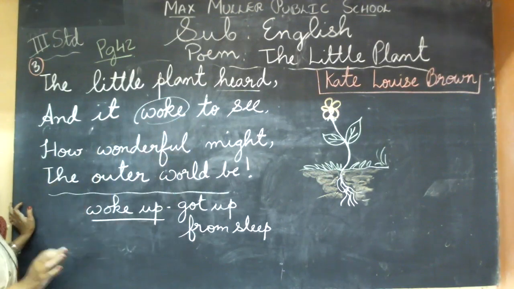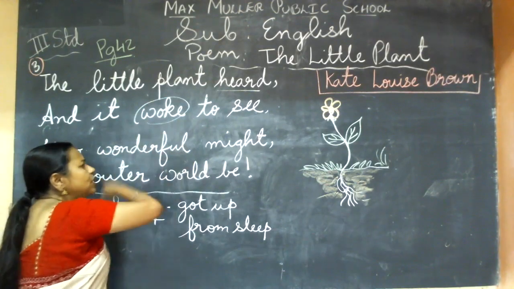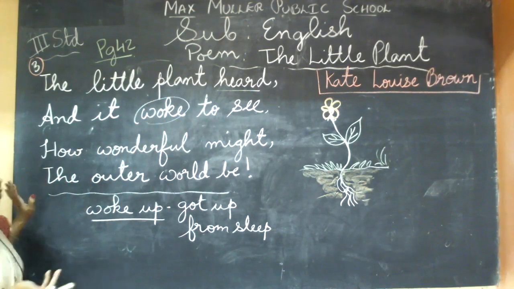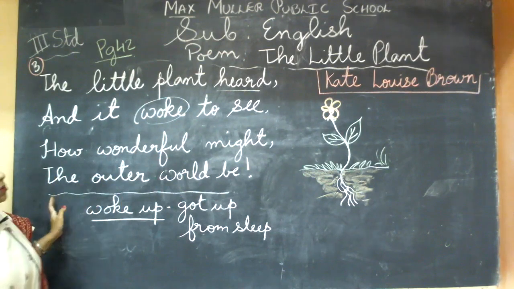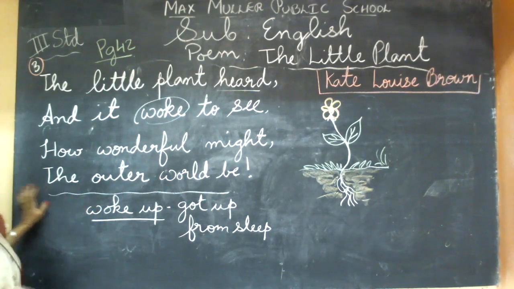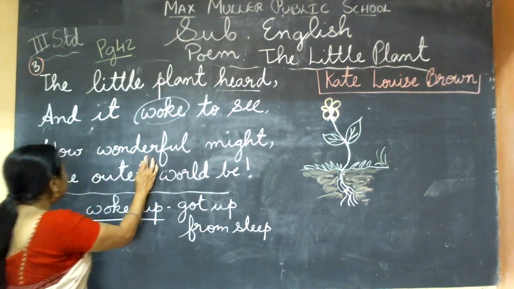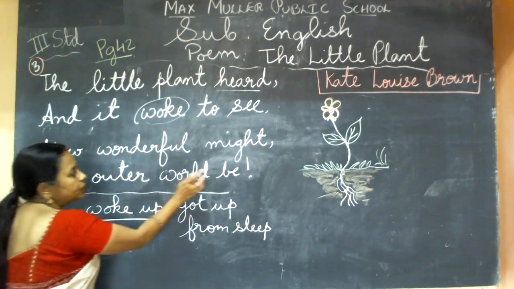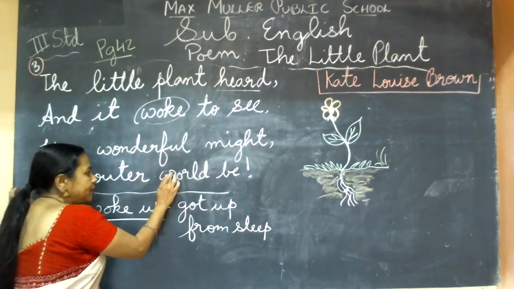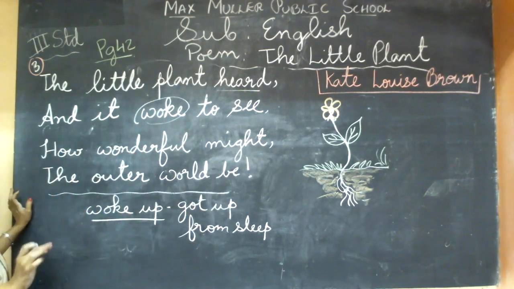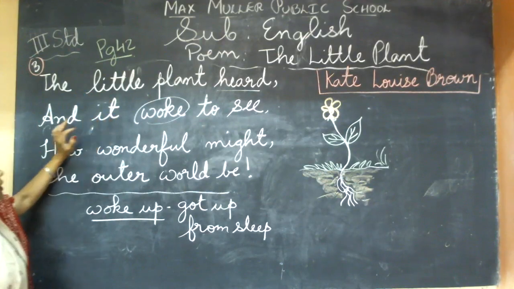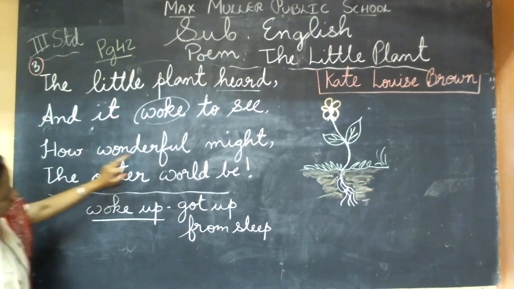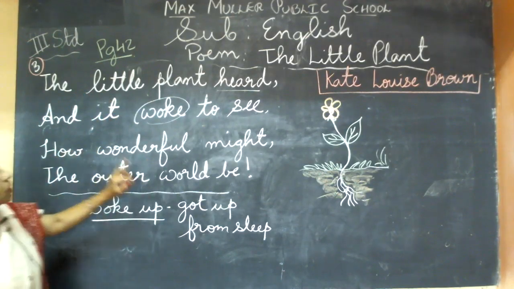How wonderful, so beautiful, our outside world might be. Inside the soil, what is there? It is full dark, nothing is there. When it comes out from the soil, the outside world seems so beautiful. Nature is so beautiful, no? So how wonderful might the outer world be? If it comes out, you can see. So the little plant heard and it woke to see how wonderful might the outer world be.